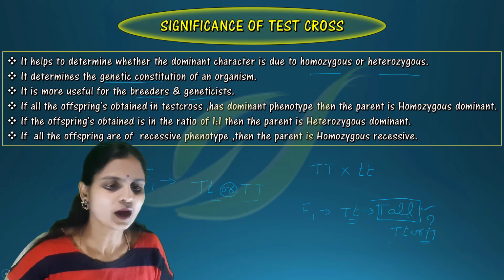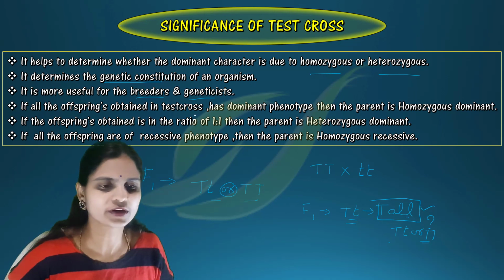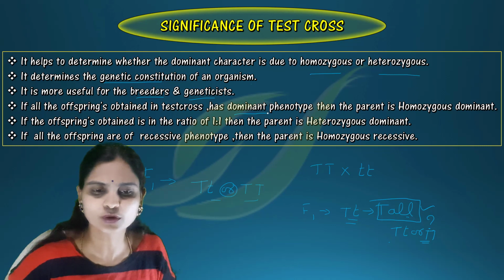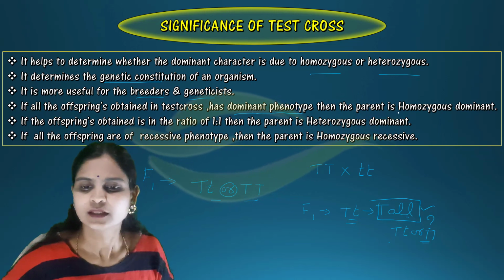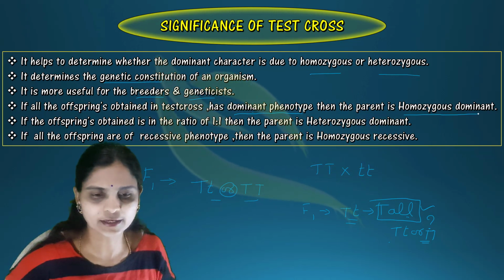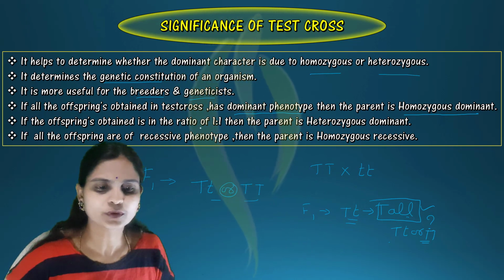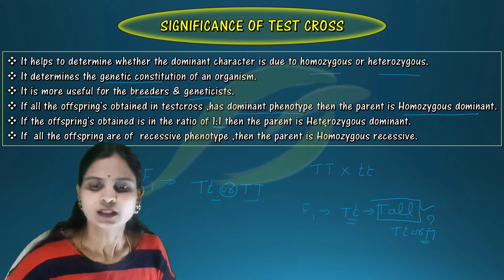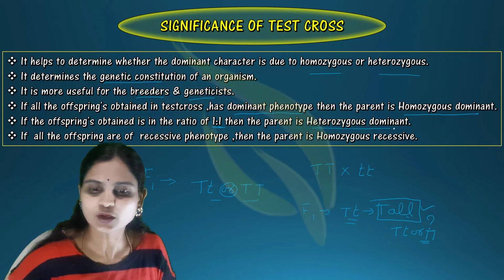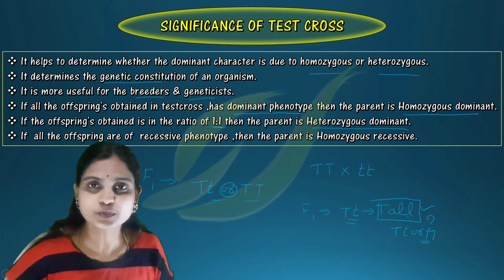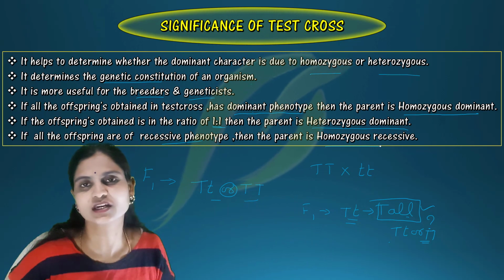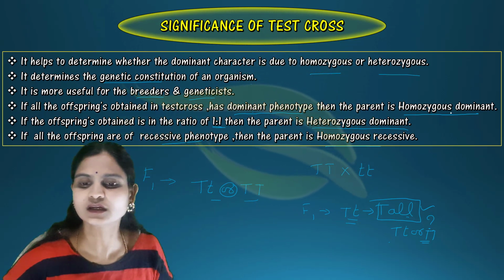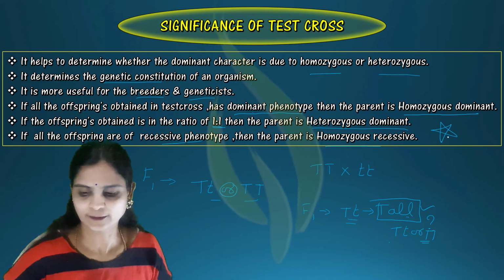And the last three sentences we have already discussed. If all the offspring obtained in the test cross are dominant phenotype, as I did in the checkerboard, then the parent is homozygous dominant. If the offspring obtained are in the ratio of 1:1, then the parent will be heterozygous dominant. And if the offspring obtained are recessive phenotype, then the parent is homozygous recessive. Please remember these three things, very, very important.